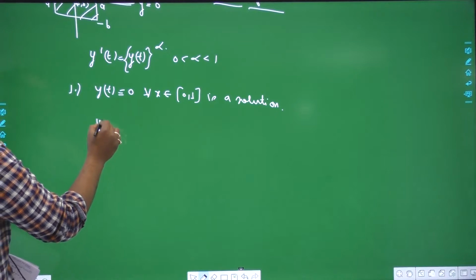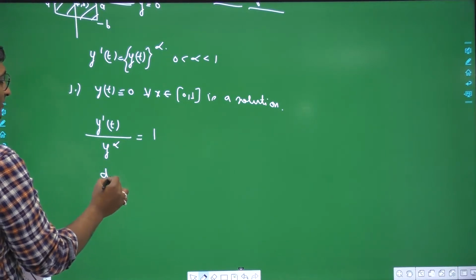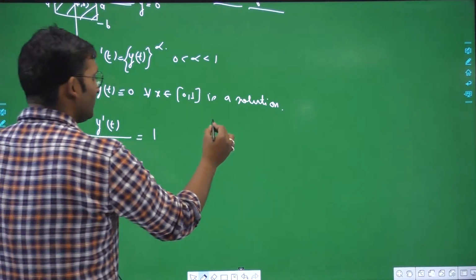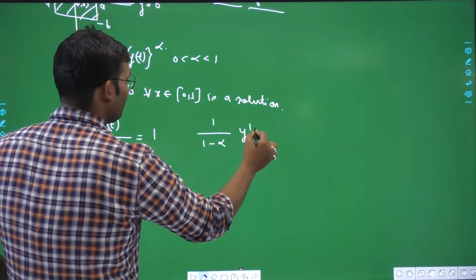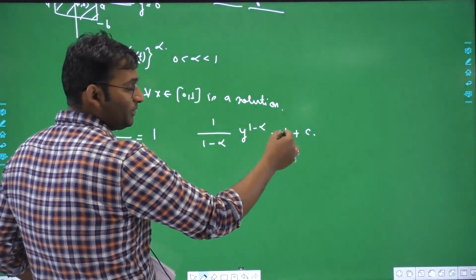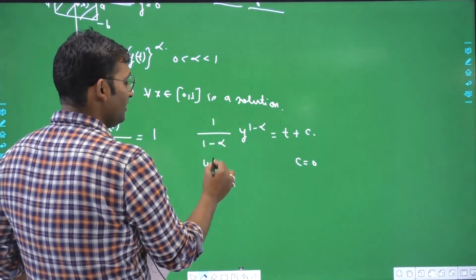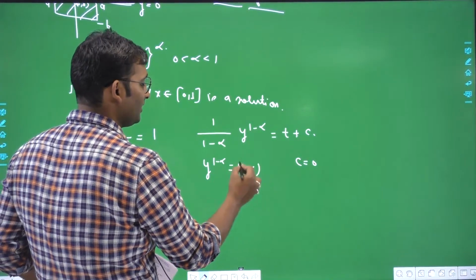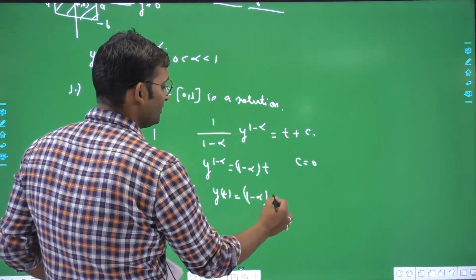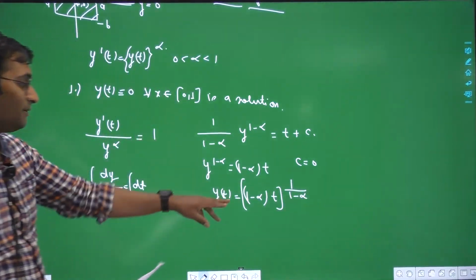Another solution that you can find: y'(t) divided by y^alpha is equal to 1. So clearly dy upon y^alpha is equal to dt. Now you can integrate on both sides. What you will get is 1 upon (1 - alpha), y^(1 - alpha) equals t plus some constant of integration. Applying the initial condition, that is y(0) = 0, implies c = 0. That will give you y^(1 - alpha) = (1 - alpha) t, and y as a function of t can be written as ((1 - alpha) t) raised to the power 1 upon (1 - alpha). So clearly this happens to be another solution.